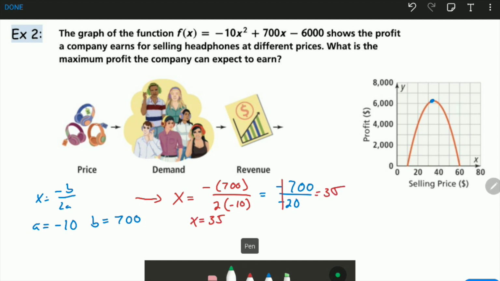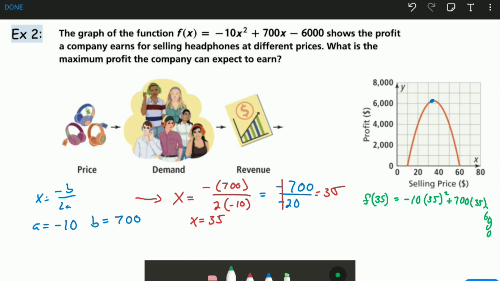To find the y value, which is the actual value for the maximum, we just need to plug this in. So f of 35 equals negative 10 times 35 squared plus 700 times 35 minus 6,000. We're out of room at the end. We're going to squeeze it on right down there. So I'm just going to go ahead and type this into a calculator. I'm not going to do it step by step since the numbers are a little bit bigger. So it's going to take a second to do that.